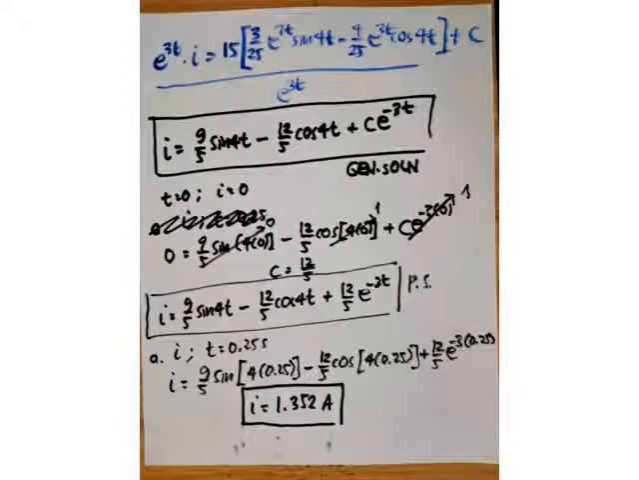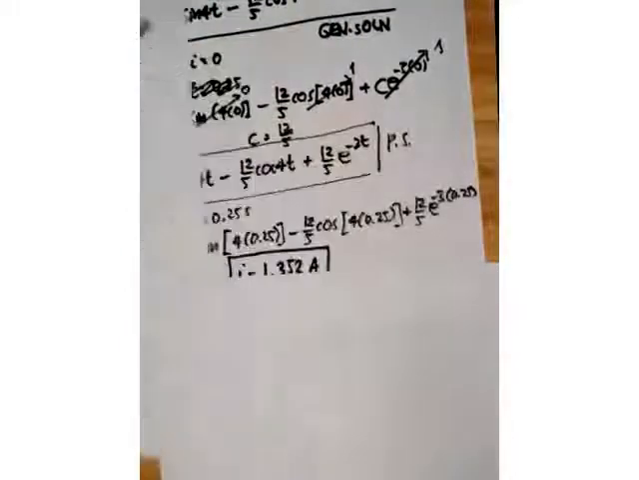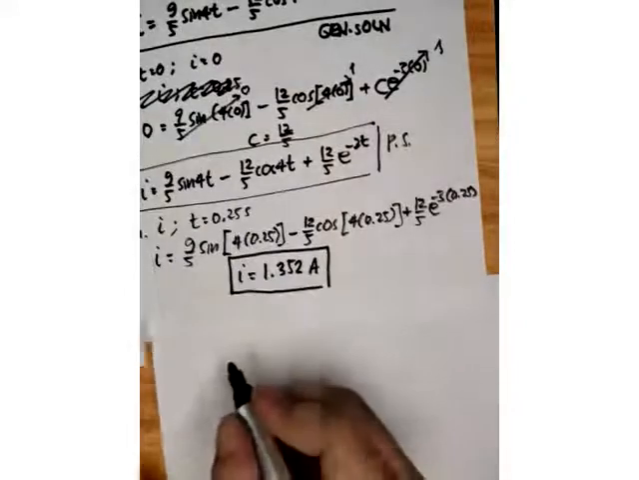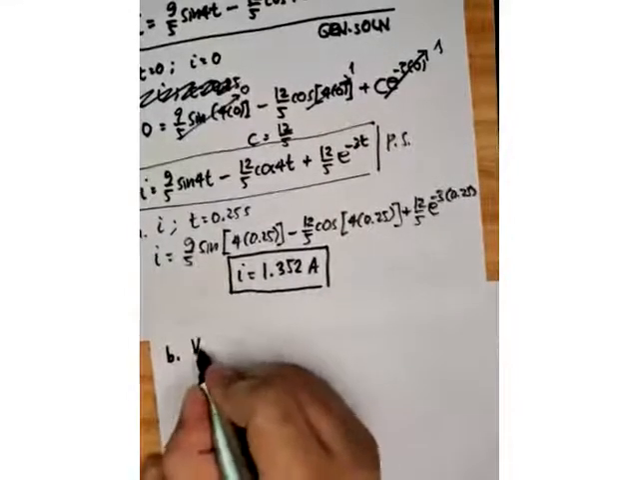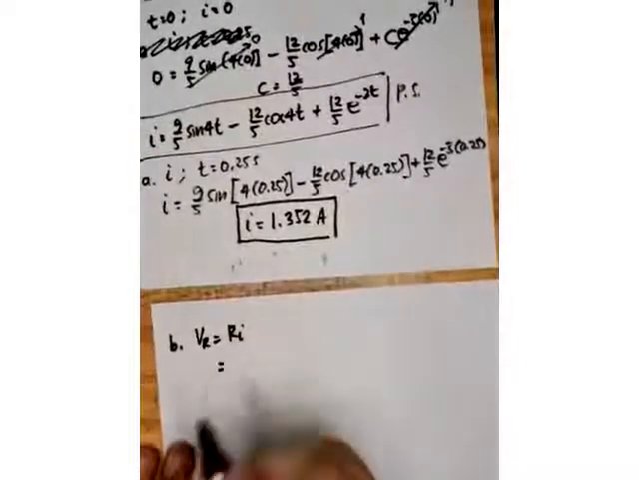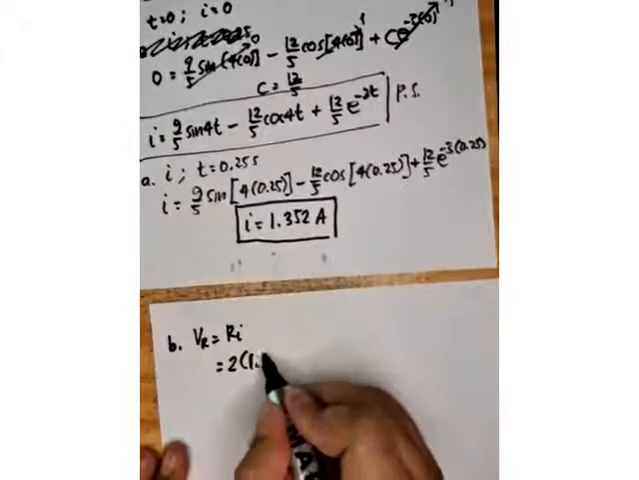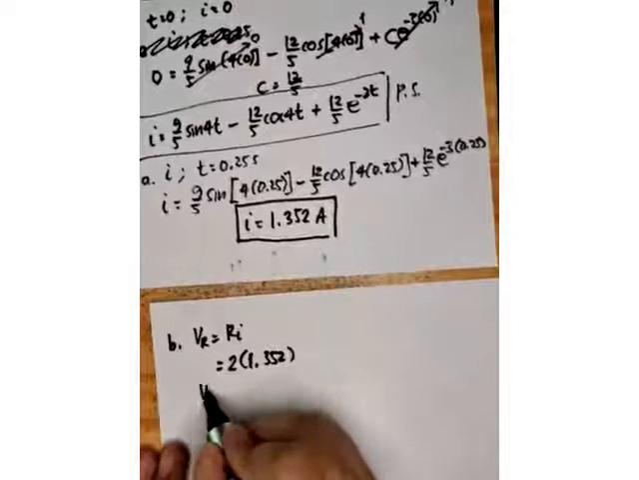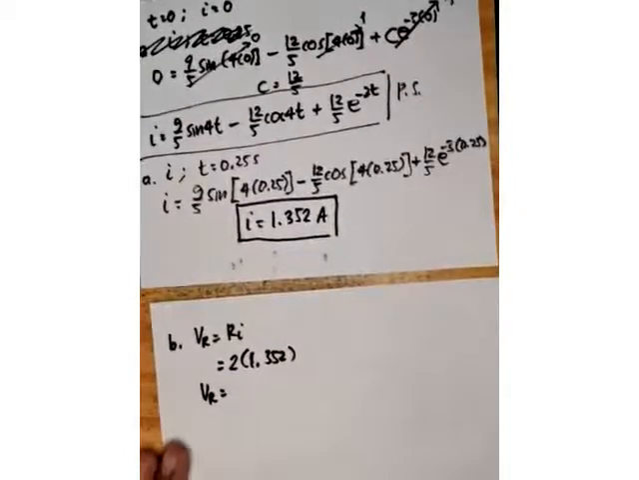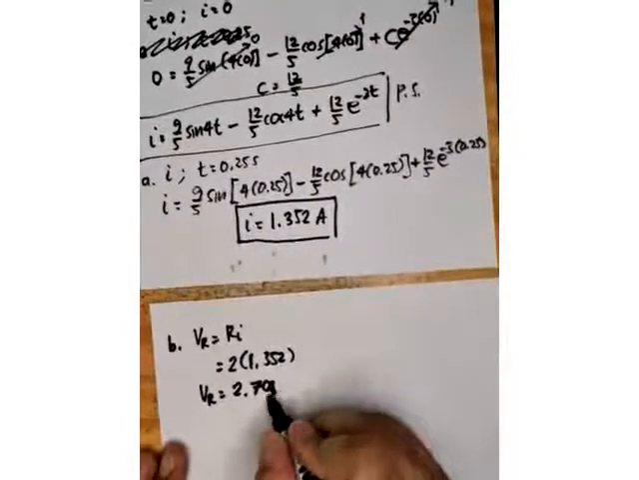Okay, so let's finish the problem na lang. Ayan. So yung follow-up question is B. What's the voltage across R and L? Okay, so letter B, the voltage across R is Ri. So current natin is nakuha naman natin. So R natin is 2 times 1.352. So therefore, VR is equal to 2.703 volts.